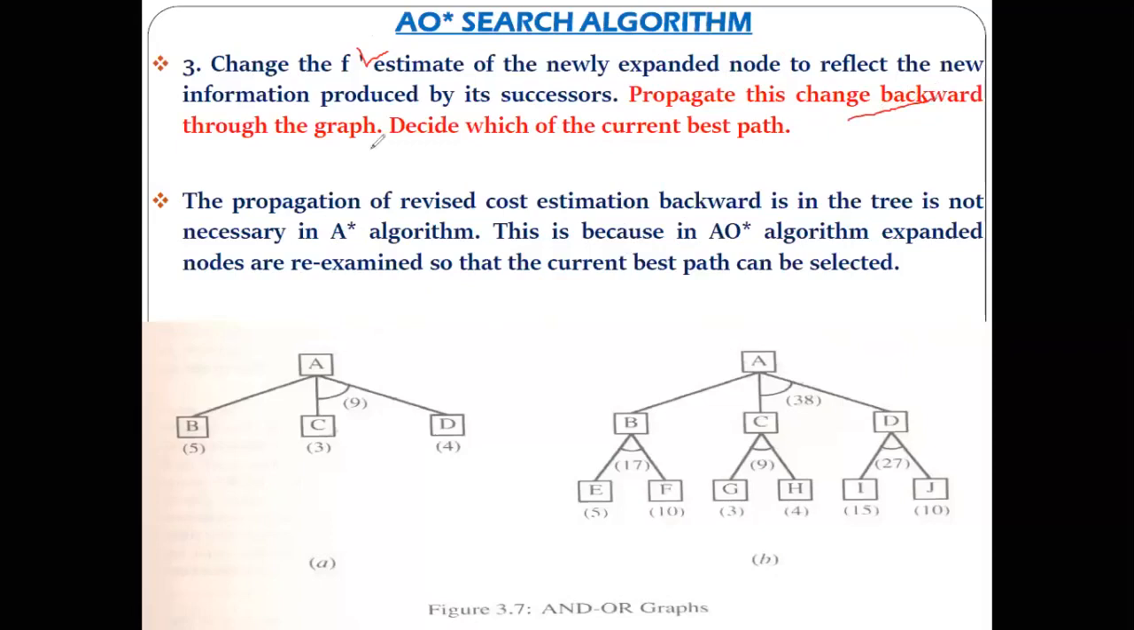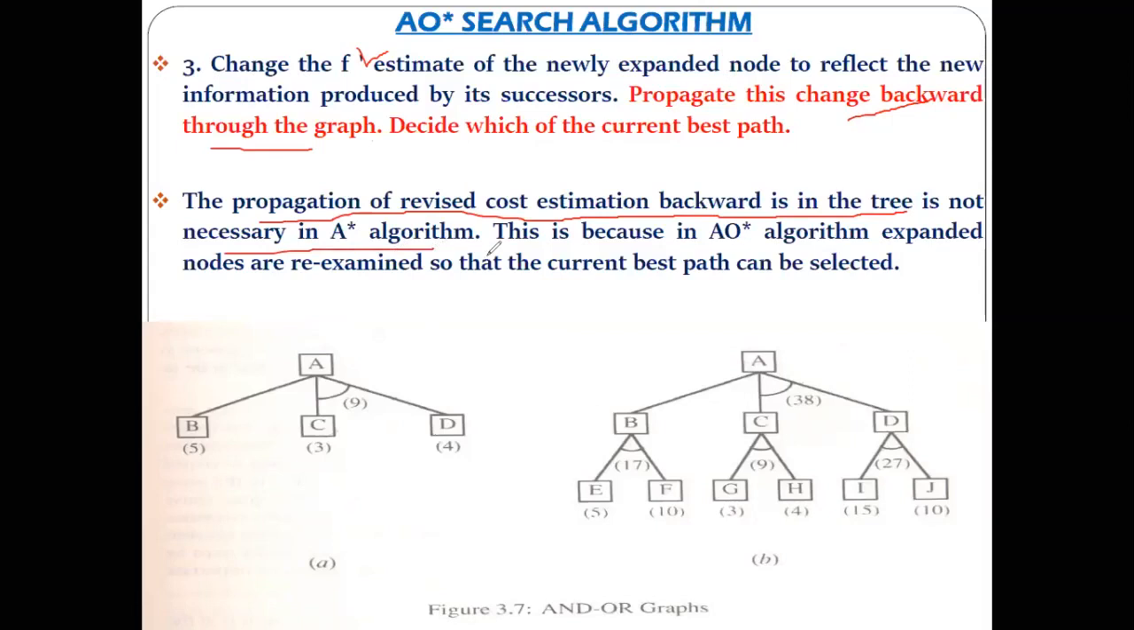What you have to do? Move backward through that graph. And you have to check the value we initially got, whether they are getting changed. If they are getting changed, then according to that change value, we have to select which is the best path to get the solution. That's why I mentioned here, the propagation of revised cost estimation backward in the tree is not necessary in case of the A star algorithm.